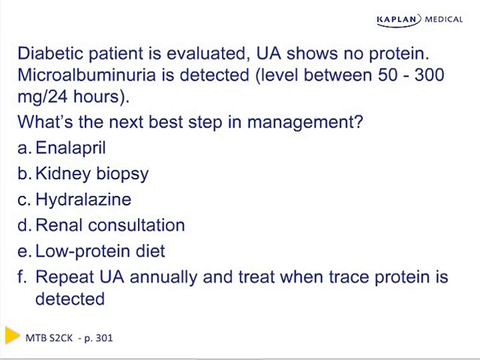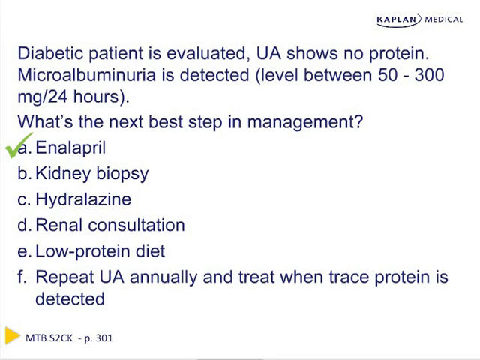Our answer choices are enalapril, kidney biopsy, hydralazine, renal consultation, low protein diet, or to repeat the urinalysis annually and treat when trace protein is detected. The correct answer is enalapril.